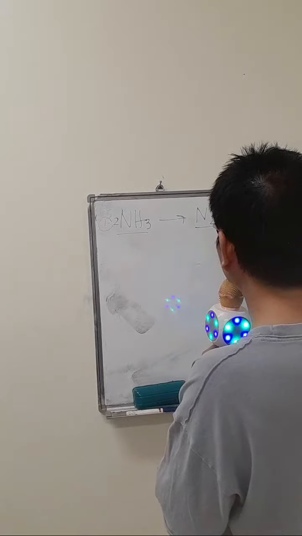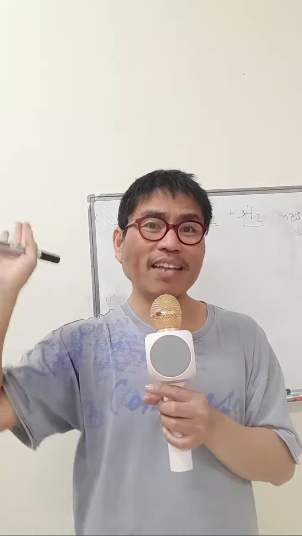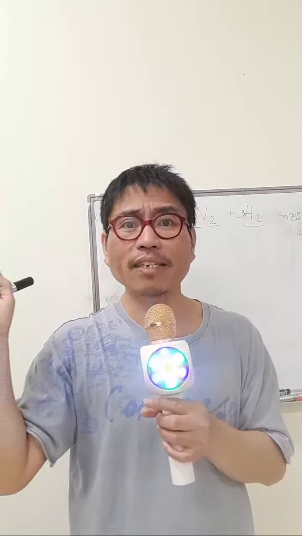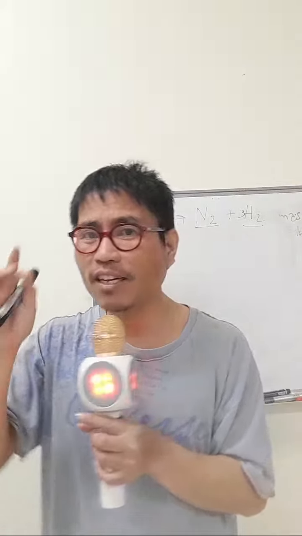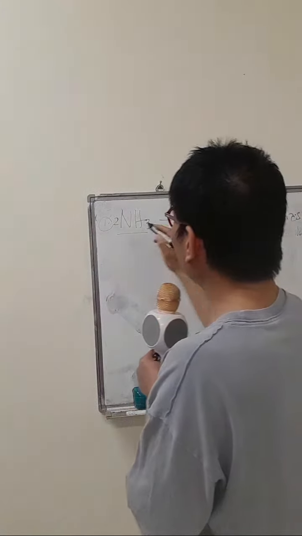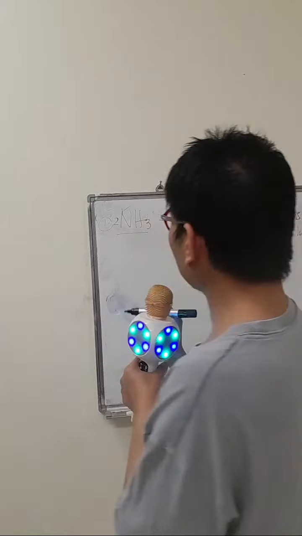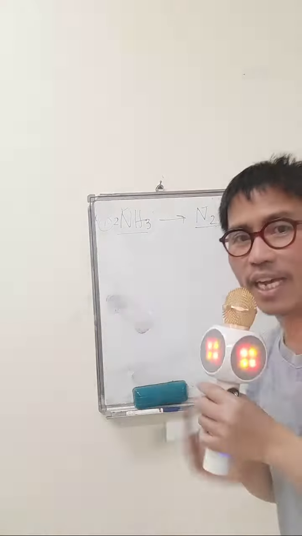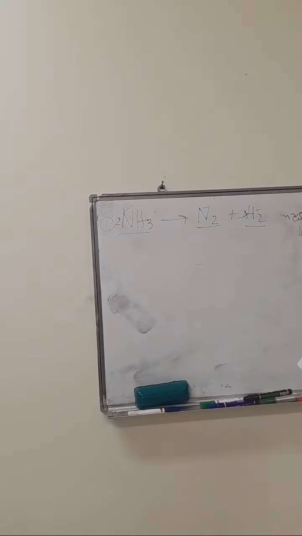I don't have to show the algebraic expression of how to balance, because I discussed it already in my last vlog on balancing chemical reactions through algebraic balancing, not the trial and error method. It's very easy to understand. So we have 2 NH3, balanced: 2 moles of ammonia will produce 1 mole of nitrogen gas plus 3 moles of hydrogen gas.